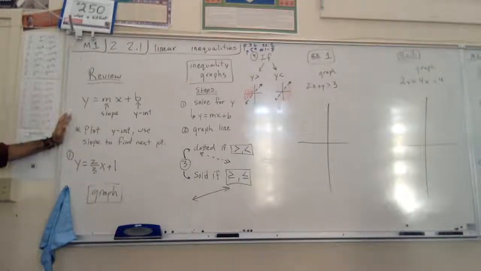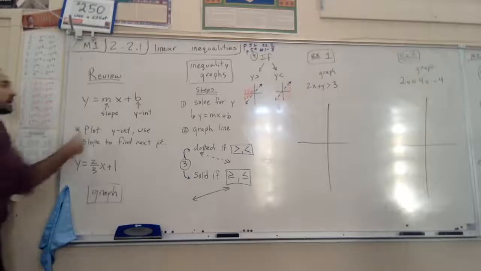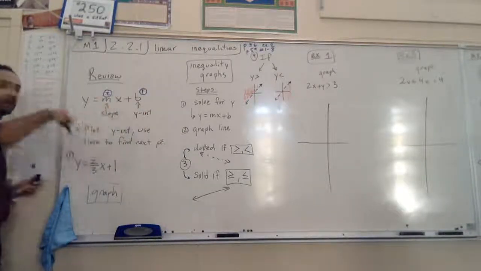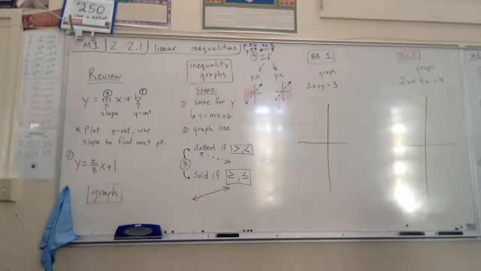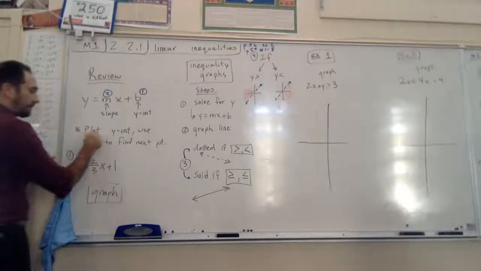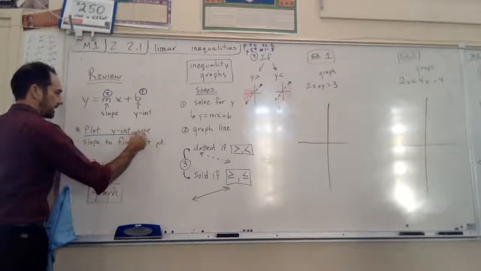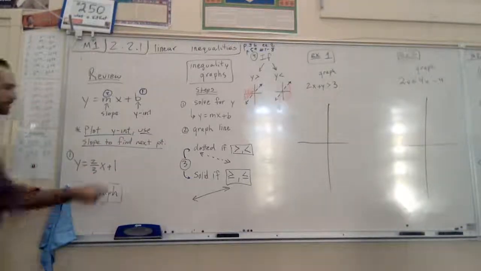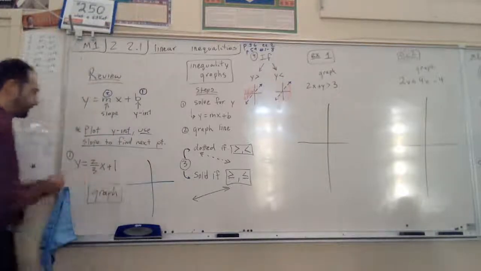We're just graphing lines. We start with step 1 of looking at the y-intercept, and then we use the slope to find the next point. Really straightforward. Here are the 2 steps. Plot your y-intercept, and then use your slope to find the next point. Okay. So let's go ahead and graph this one right here. Make a little quick graph.